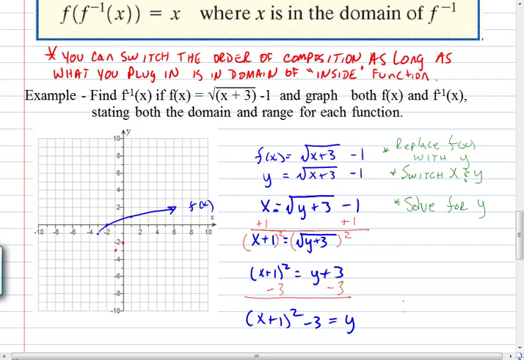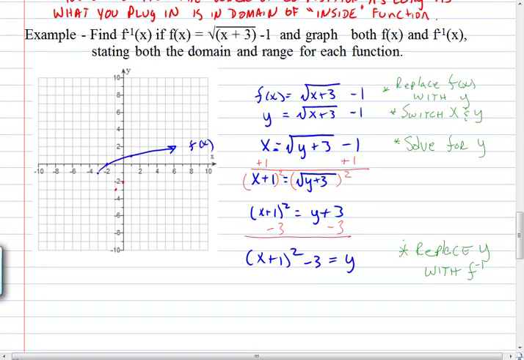So my last step in this process is going to be replace y with my inverse function notation. So what I have then for my inverse function is f inverse of x is this quadratic, x plus 1 squared minus 3. This is a quadratic function which we know has this U shape, but it's shifted how? To the left 1, down 3. So that's where this vertex is right here. So when I sketch my curve in, I have this shape.